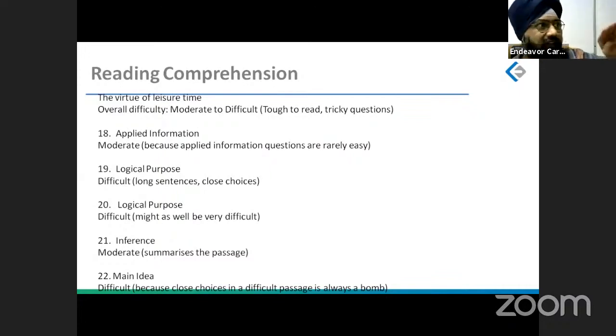Is it even the same passage? Am I reading a different passage? So it's a bomb. I mean, 40 minutes. What do you expect from me? So it was a tough to read passage.